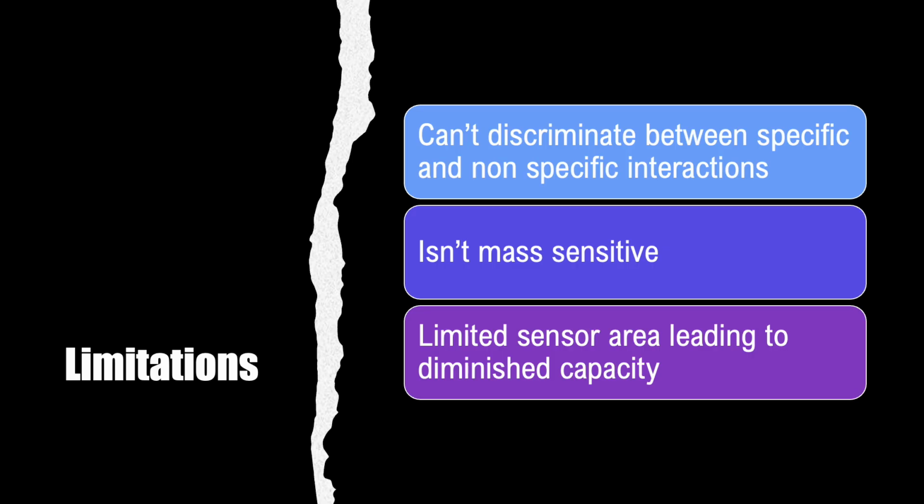Like any method, though, there's still limitations. One limitation of SPR is that it's unable to discriminate between specific and non-specific interactions with the sensor surface. One way this can be avoided is using reference material to correct the non-specific binding. Another limitation is that it's not mass sensitive. This means it can have a hard time detecting low molecular weight compounds. And finally, there's also a limited sensor area, which leads to diminished capacity.